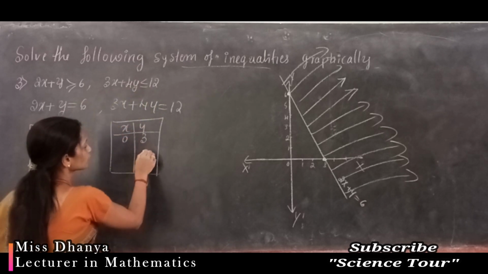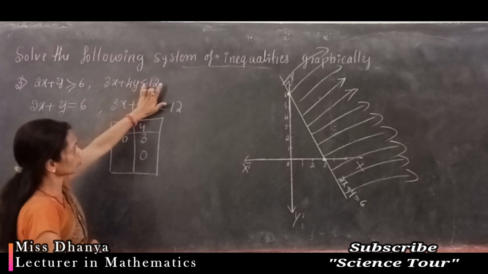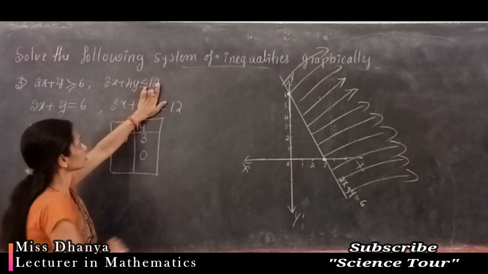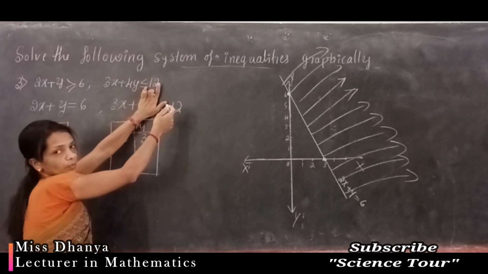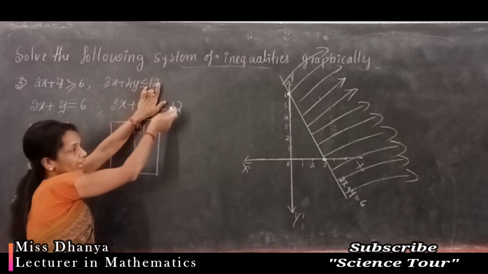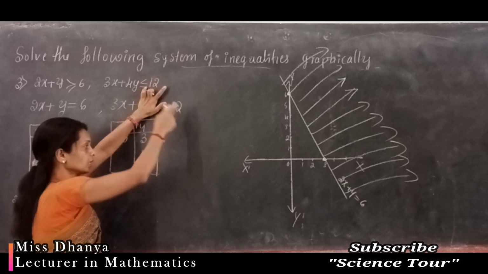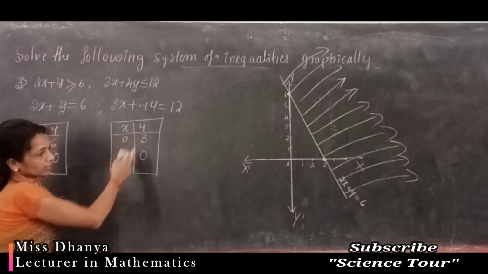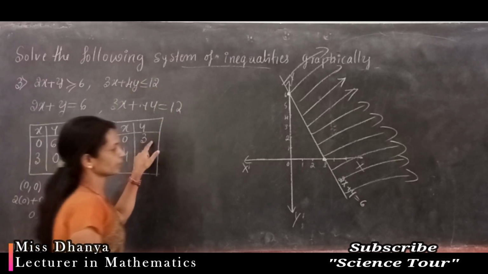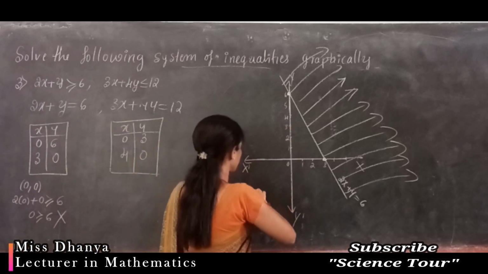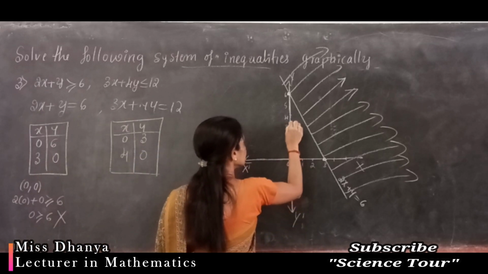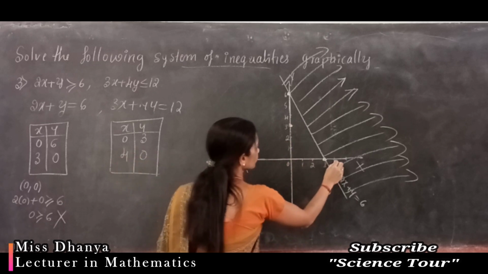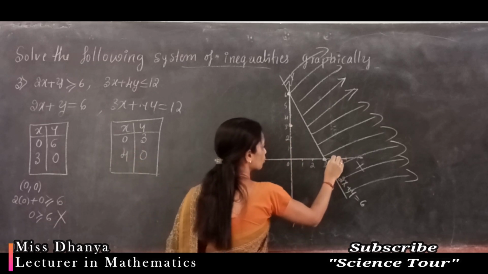And next we take y is equal to 0. Y is equal to 0 means this term will vanish. You will get 3x is equal to 12. X is equal to 12 by 3, that gives you 4. So mark these 2 points: 0, 3, the point is here, and 4, 0. Here you have 4, the 4, 0 point is here.